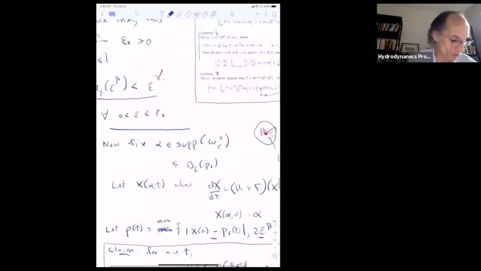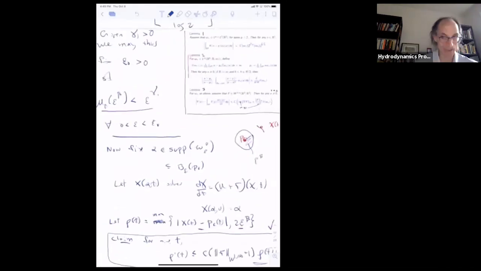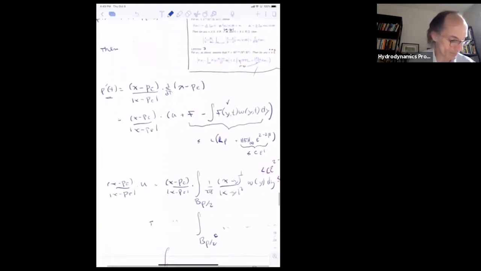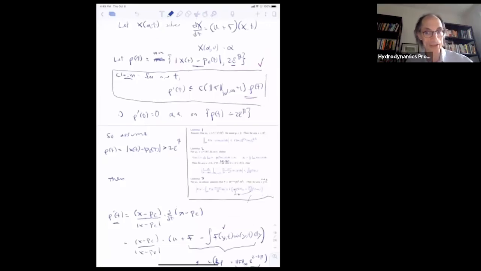Okay, and so the point is that initially, because we're considering a point in the support of vorticity, this is initially of order epsilon, and so the larger of these two is epsilon to the beta. And so we have this rho which grows exponentially with this constant, so let's just call this a constant c. Okay, it depends on f, but it's a constant c.